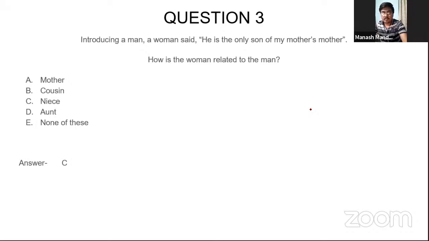So this is how we solve this type of question. I guess you guys have understood the concept, right? Only two of you have answered, but I am assuming that all of you have understood the concept. So let's move on to the next question.